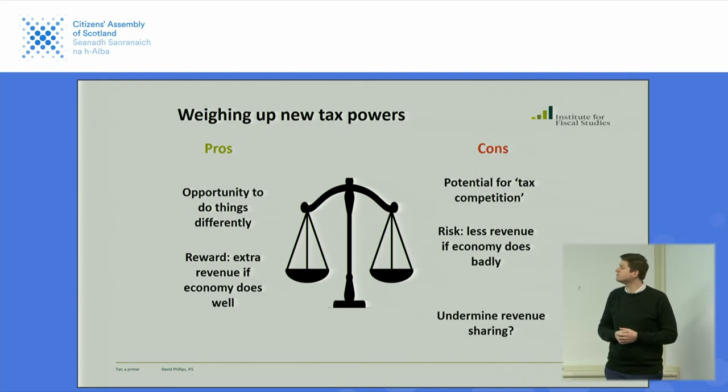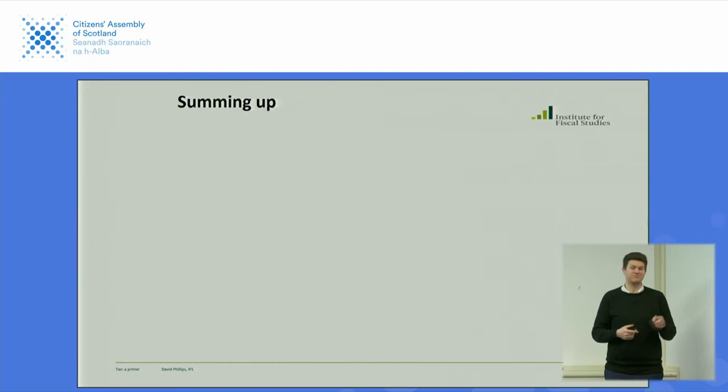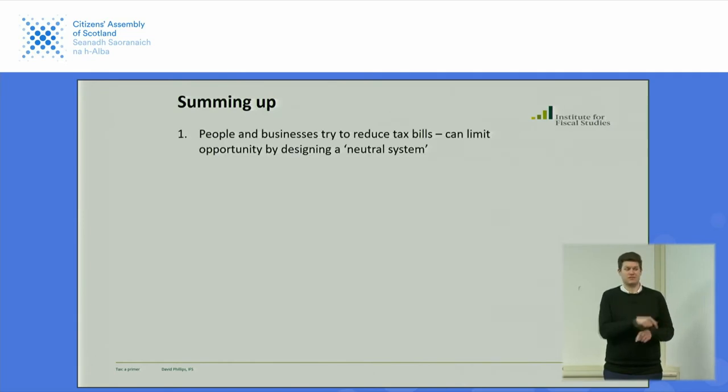I can't do this slide, unfortunately, but this has been covered by the next speaker. So to summarize very quickly, what key messages do I want you to take from my presentation? Well, firstly, that people and businesses try to reduce their tax bills if they can. People do respond to the tax system. So you can try to limit that by designing a tax system which tries to reduce those opportunities as much as possible. Don't give these loopholes to people.